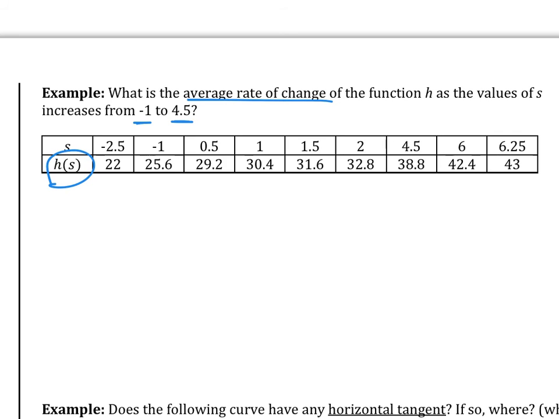Again, the question you ask yourself is average rate of change. Average rate of change is asking for what? AROC. In fact, it's just the acronym of that. So what is the AROC of h of s from negative 1 to 4.5? So very easy. It's just going to be h of 4.5 minus h of negative 1 over 4.5 minus 1. We're saying what is the average rate of change? So what is the secant slope of h from -1 to 4.5?